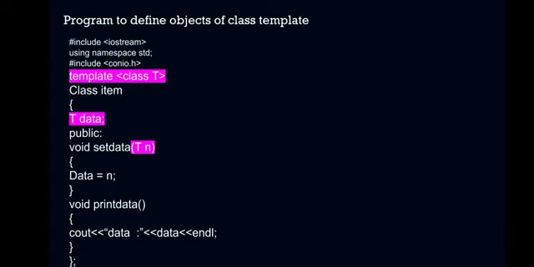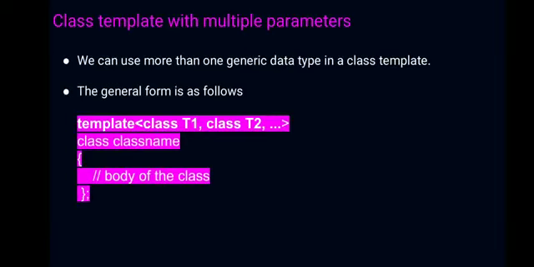In the similar way we can create a class with multiple types. So here you have seen the general form. So whenever we have multiple types, multiple generic types are created by using different names separated with commas preceded by class. So this is the general form.